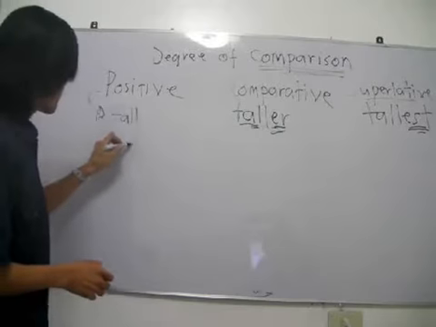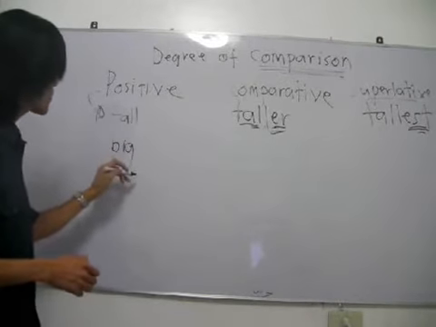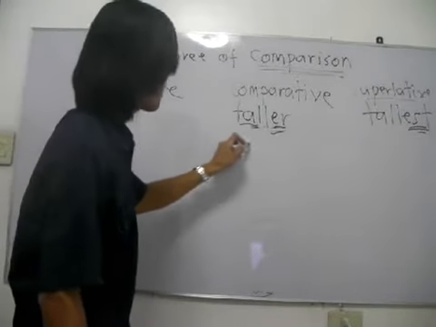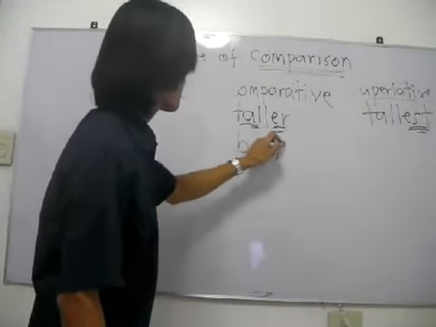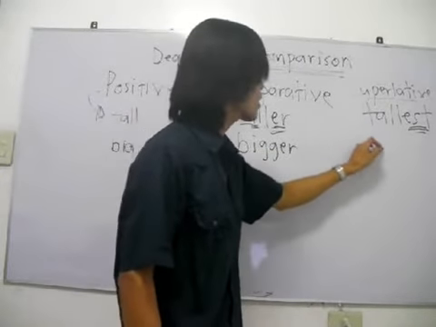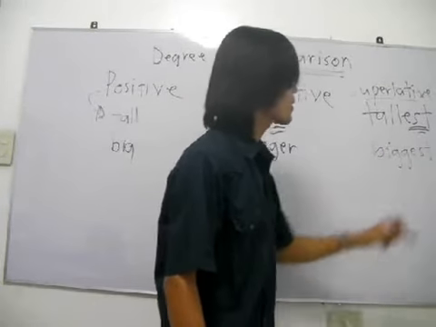Okay? Another example, we have big. Big now is a positive degree. And then for comparative, it becomes bigger. And then under superlative, we have the so-called biggest.